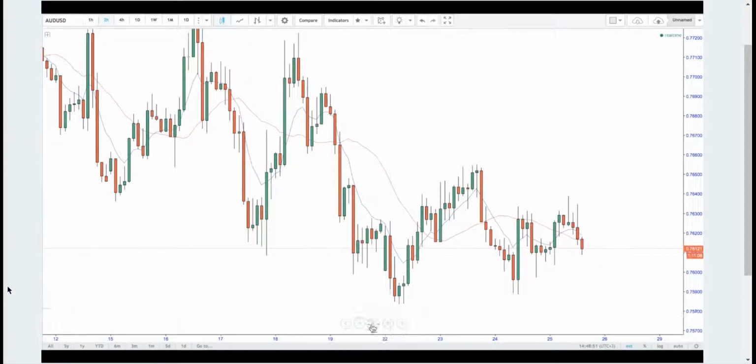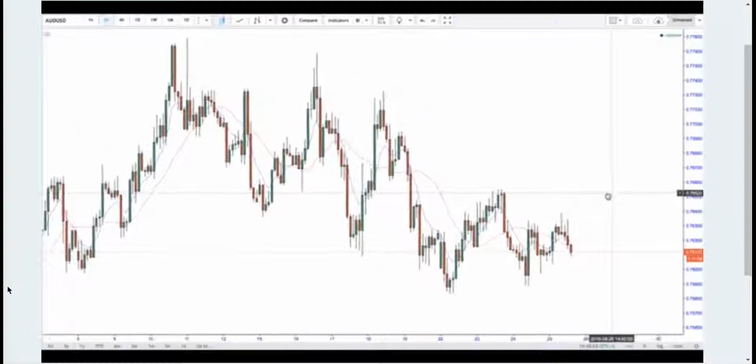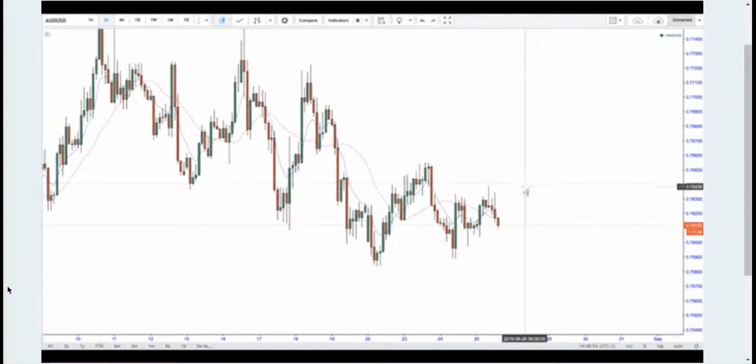All right, now okay, so the previous day high and the previous day low. This is a 2 hour time frame.